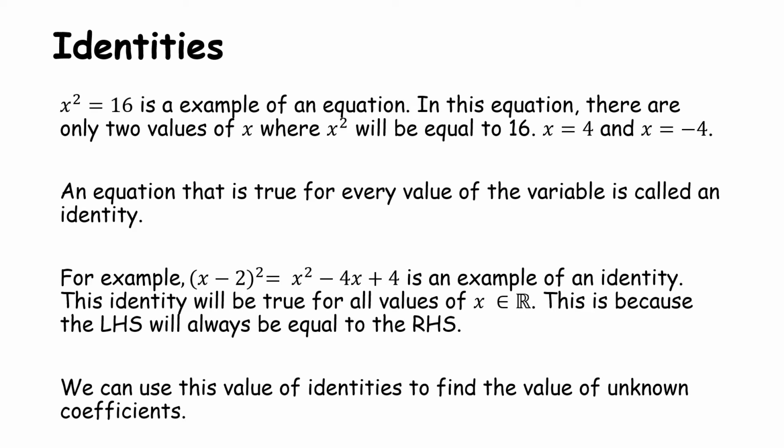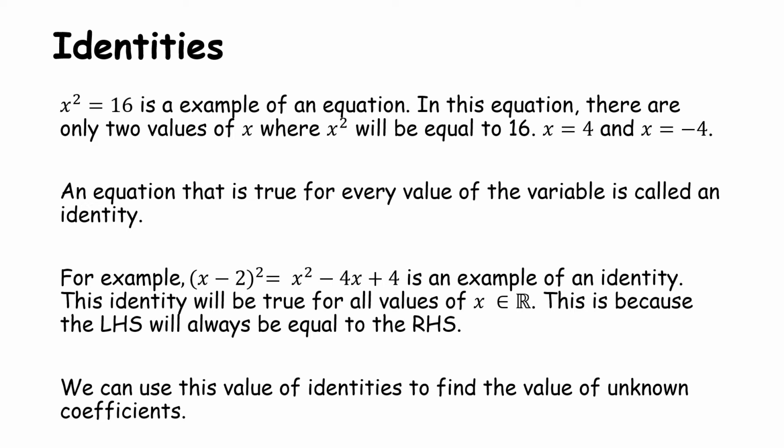When we're looking at unknown coefficients, we're focusing on something called identities. So x squared equals 16 is an example of an equation. An equation is something that contains an equals. In this equation, there are only two values of x where x squared will be equal to 16, and that is x equals 4 and x equals minus 4.